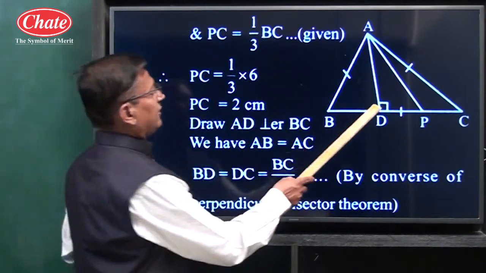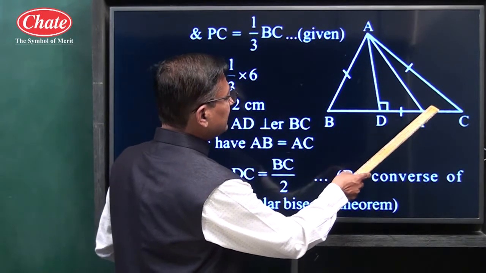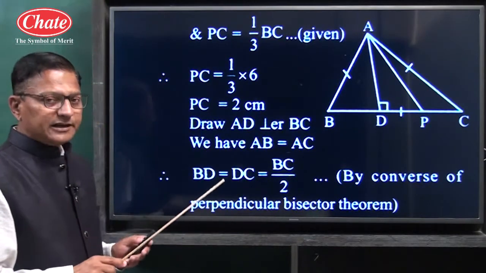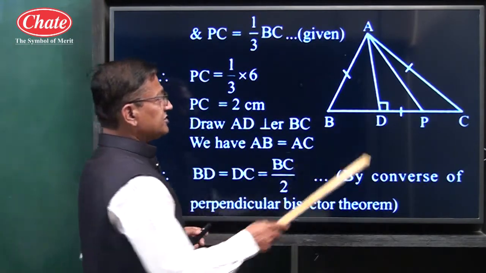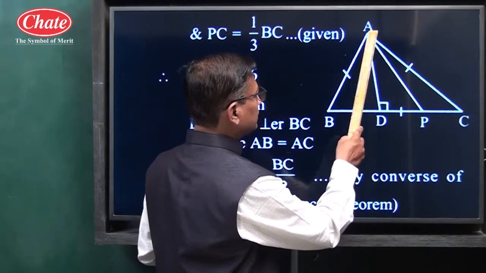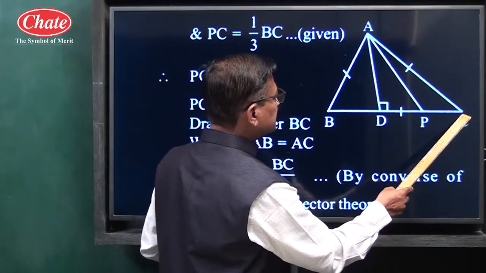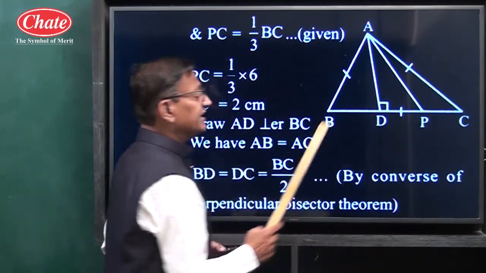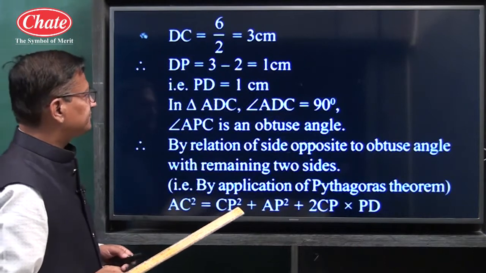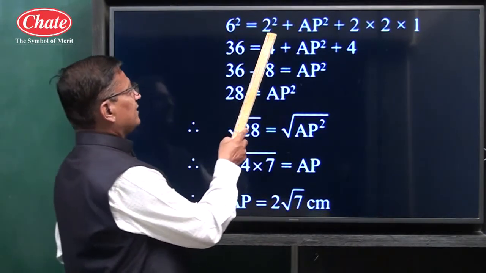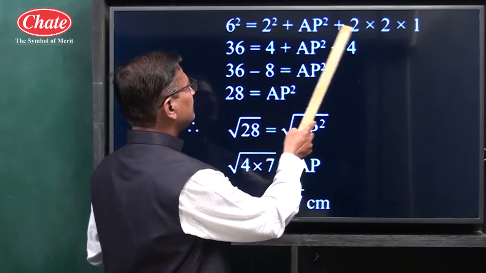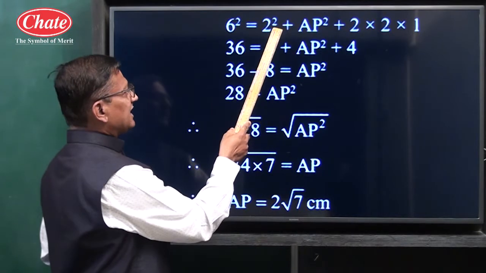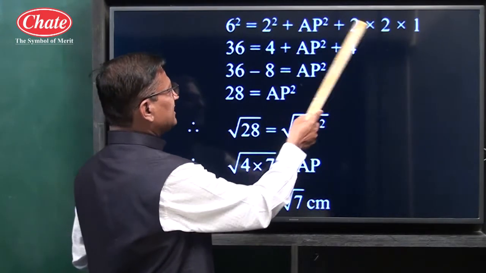See, here this angle is an obtuse angle. Therefore we can use the application of Pythagoras theorem, which is AC square is equal to AP square plus PC square plus 2 into PC into PD. Put the values: 6 square, 2 square, AP square unknown, 2 into 1. So 36 minus 4 minus 4.